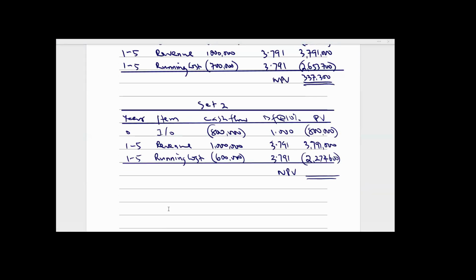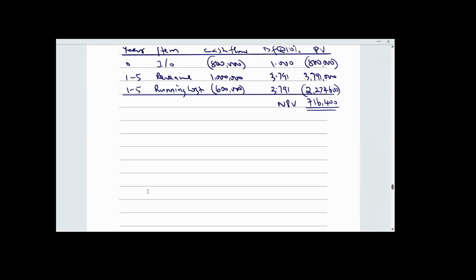So plus negative 800,000, minus 2,274,600, plus 3,791,000 equals 716,400. That will do for set 2.